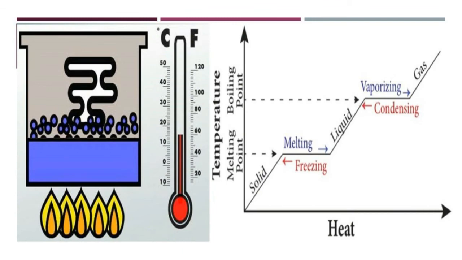Heat energy is absorbed by the solid during melting and an equal amount of heat energy is liberated by the liquid during freezing without any temperature change. It is called latent heat of fusion. In the same manner, heat energy is absorbed by a liquid during vaporization and an equal amount of heat energy is liberated by the vapor during condensation without any temperature change. This is called latent heat of vaporization.